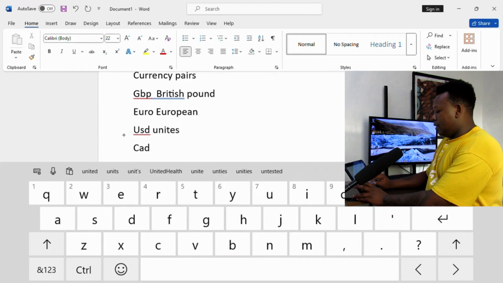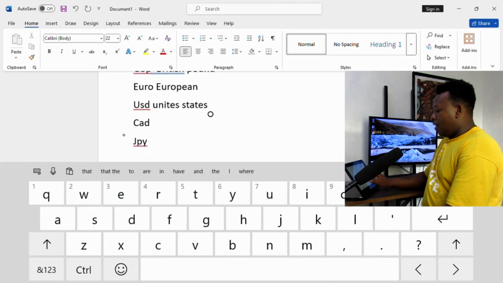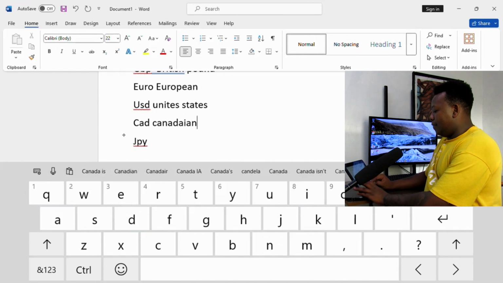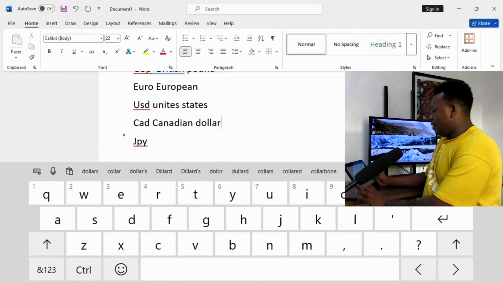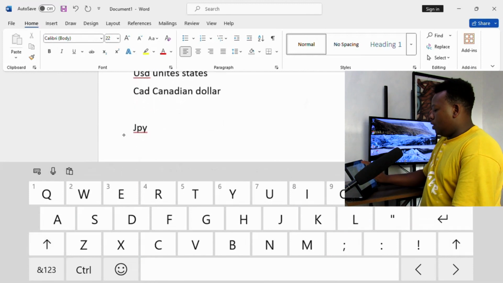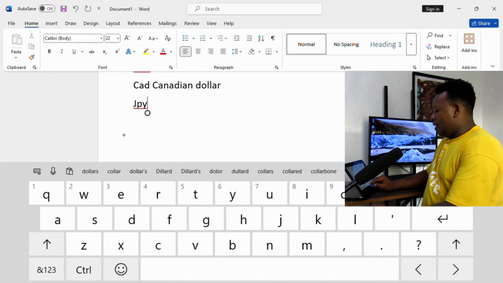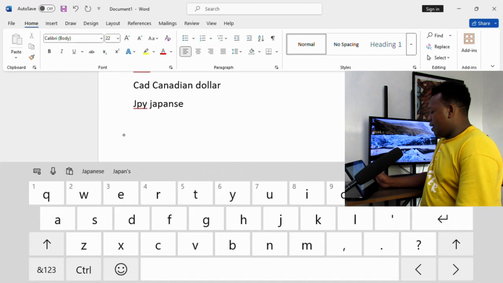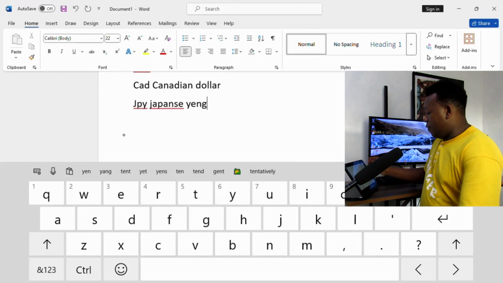United States dollar. And of course, CAD means the Canadian dollar. So these are some of the popular currency pairs that you're going to come across. We also have what we call the Japanese yen. This is also something which is very popular.